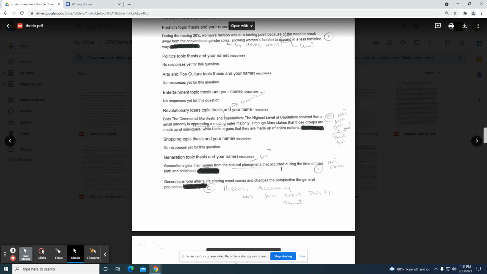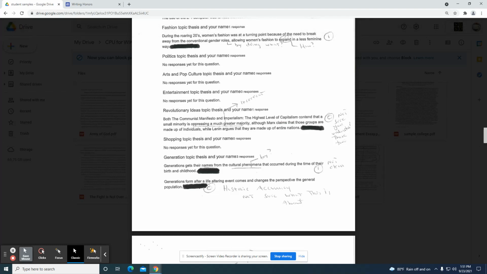Generations get their name from the cultural phenomena that occur during the time of their birth and childhood. I don't know what that means. I want to know why and how generations get their name. Are we talking about writers of the time? Newspaper journalists? Historians writing books? How do we come to name those generations?